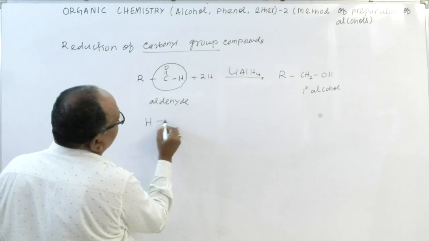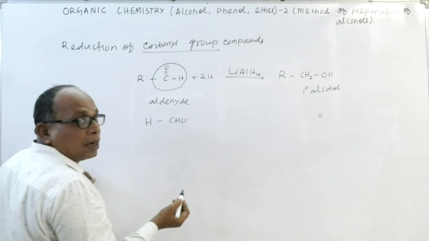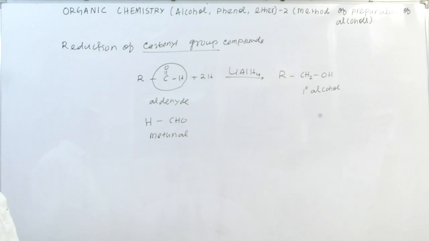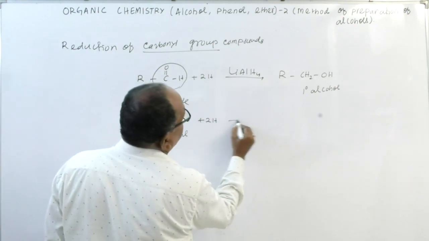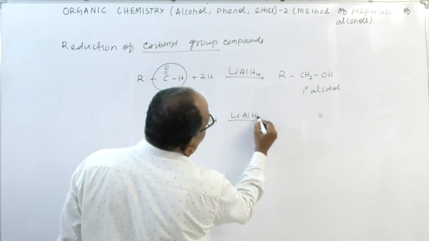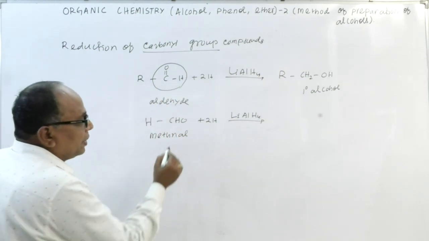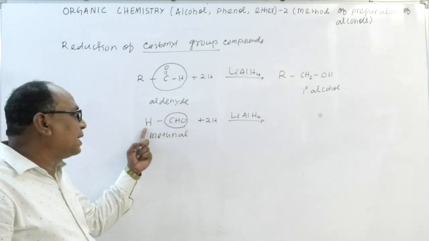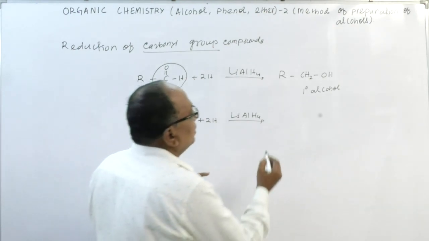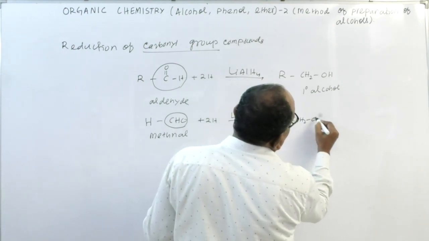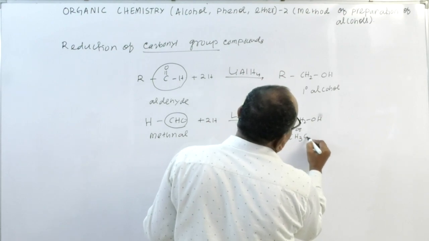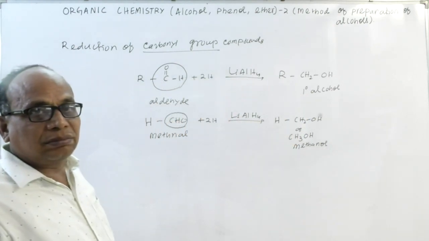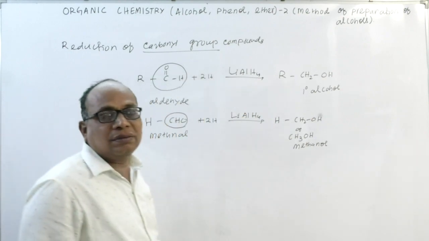Suppose you take formaldehyde, which in the IUPAC system is called methanal. Methanal gets reduced in the presence of lithium aluminium hydride. What will happen? This group will reduce to give CH2OH, and with the H there it becomes CH3OH. This is called your methanol. Aldehyde gets converted to methanol.